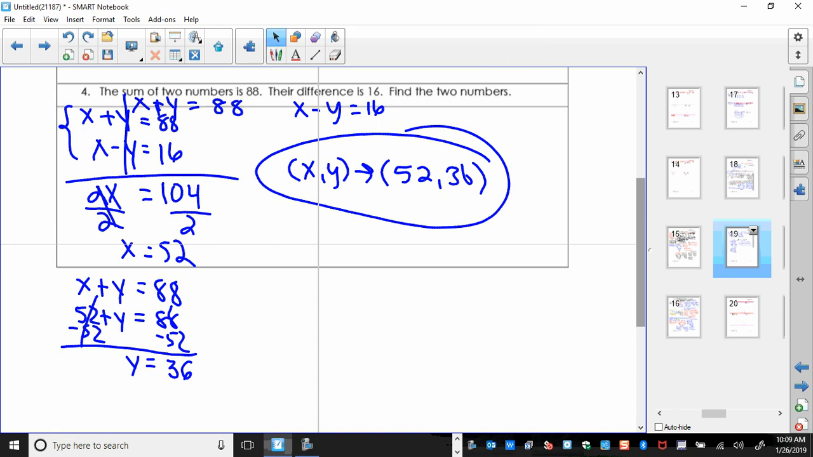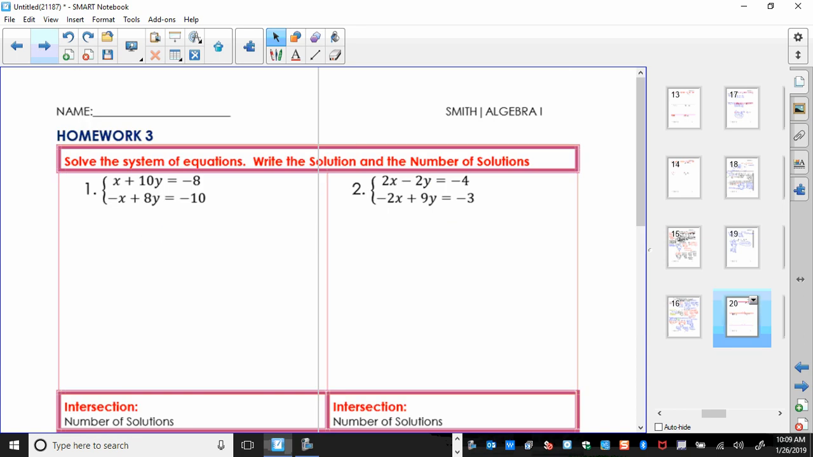And there you go. So for homework, what do you have to do? Homework, you have this to do, and make sure you're writing the intersection. Also make sure you're writing the number of solutions.